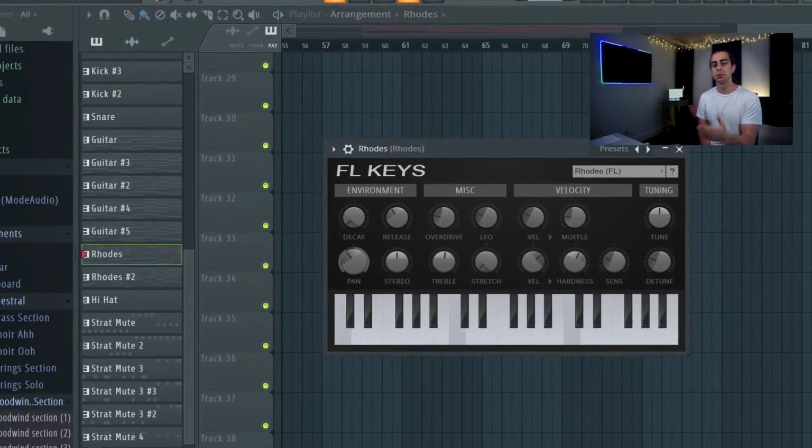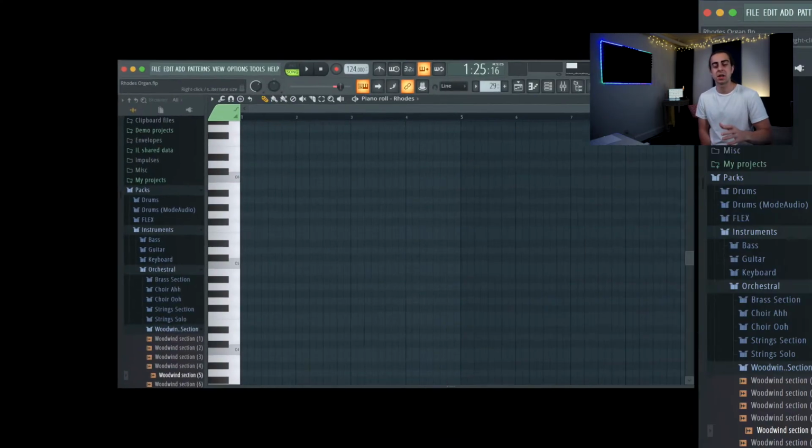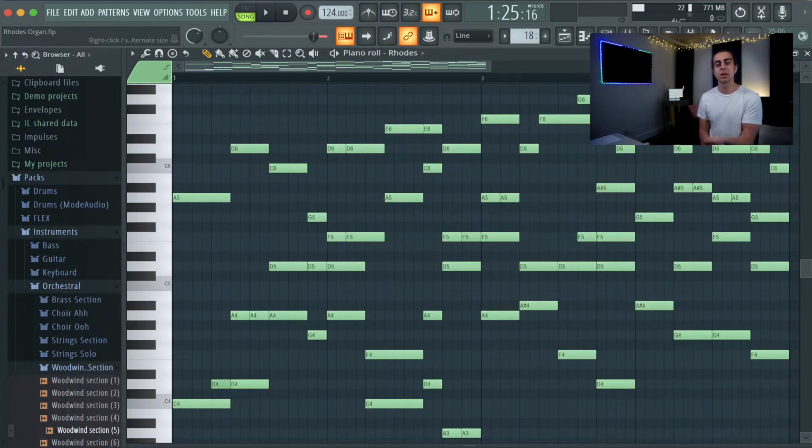So next I went for Rhodes, and I came to this pattern, and again, same chords, but it just didn't work. So I moved it to the side, more on that later. So I tried again, and I came to this pattern, and it's more like a texture. It sits quietly in the background, and here's what it sounds like.